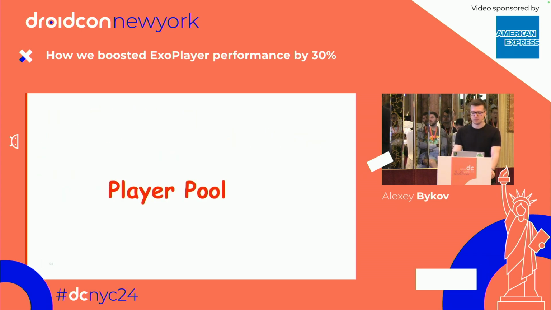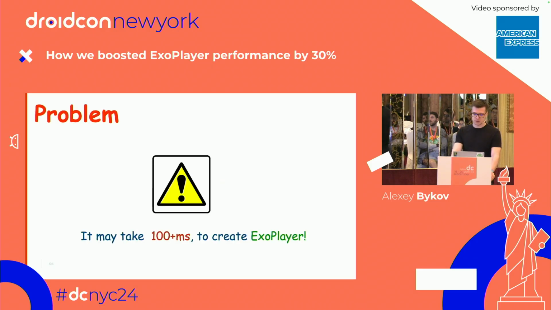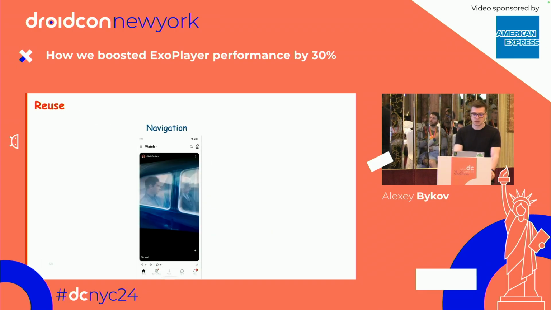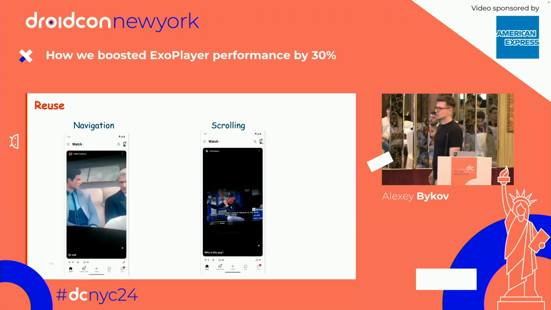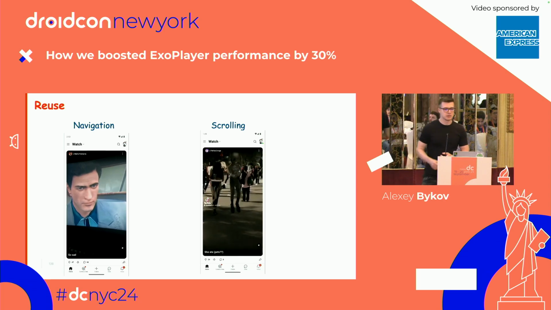Next one is a player pool. I was looking at traces, and did you know that it may take up to 100 milliseconds to create an ExoPlayer instance? For the human eye, everything beyond 16 milliseconds is going to be visible at 60 FPS. So we decided to reuse instances, for example during navigation and scrolling cases. It doesn't make sense to always create a new ExoPlayer instance.